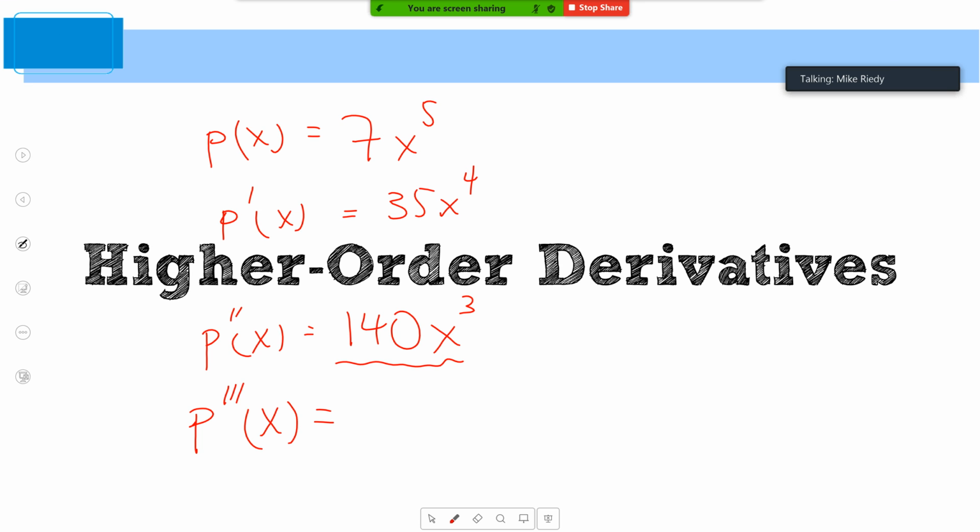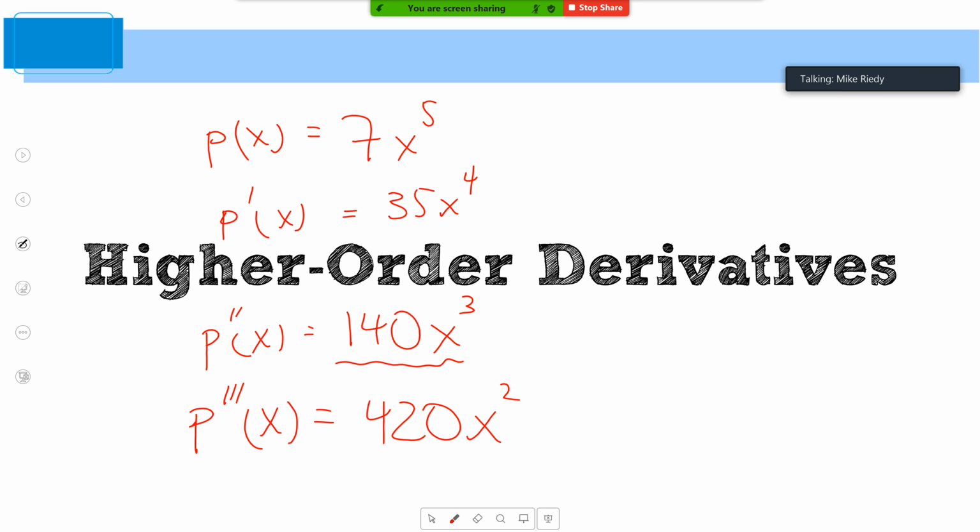Okay? So like 140 times 3, I did 14 times 3 and added a 0. 14 times 3, I did it as 30 plus 12 is 42. So I know that that's 420x squared. And I can just keep going. I can do the fourth derivative of p. And eventually, what's going to happen? It'll equal 0. Beautiful. Thank you, Dylan.